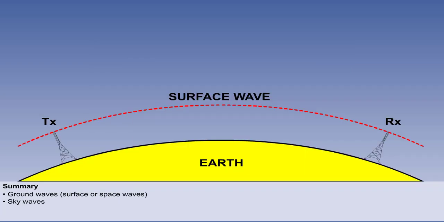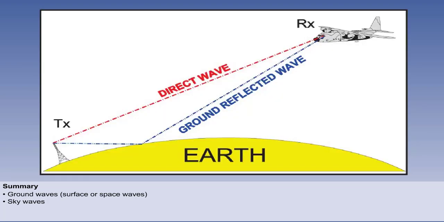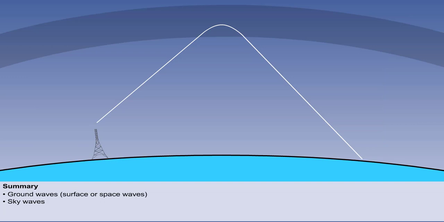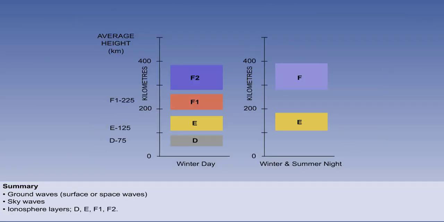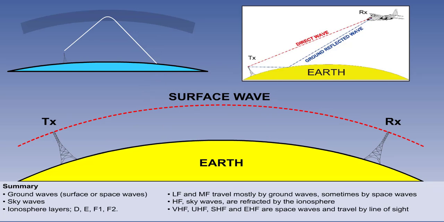Let's recap what we have learned in this lesson. Radio waves are transmitted either as ground waves, which can be surface waves, or space waves, or sky waves. The ionosphere is composed of 3 layers, D, E, and F, which is divided into 2, F1 and F2. These layers refract radio waves back to Earth. At night, layer D disappears, layer E almost disappears, and layers F1 and F2 combine. Different radio bands have different transmission characteristics.